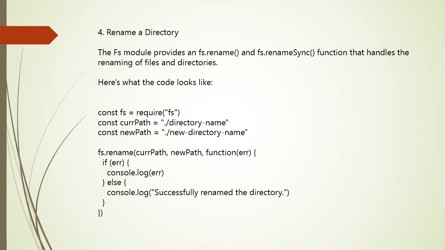The fs.rename function takes two parameters, old file path and new file path. The old file path will be the current name of the directory we want to change, and the new file path will be what we want to change it to. Here is how the code will look.